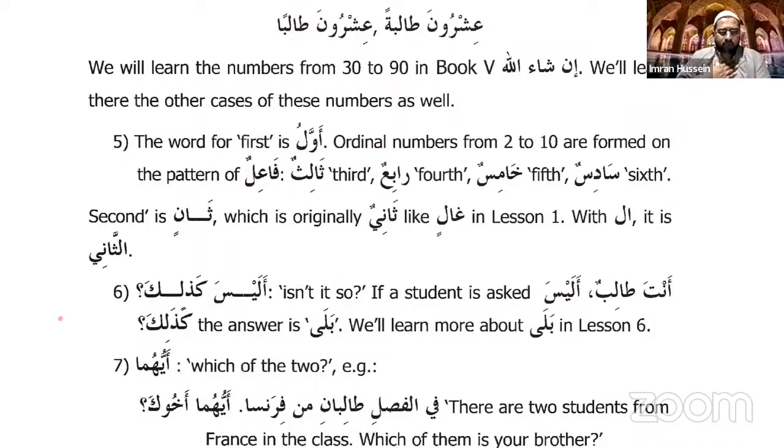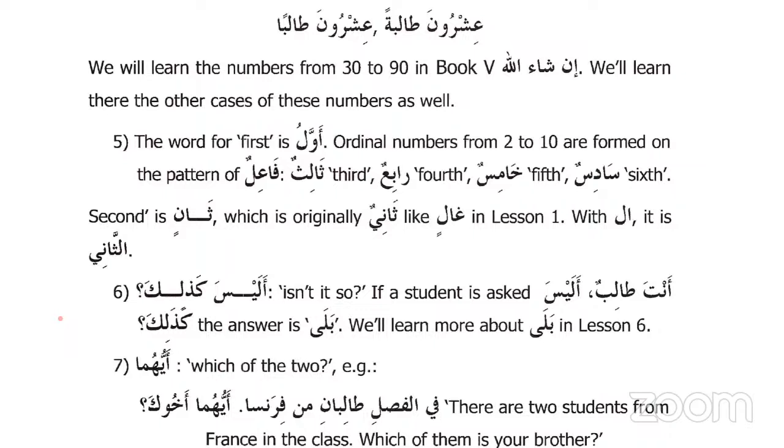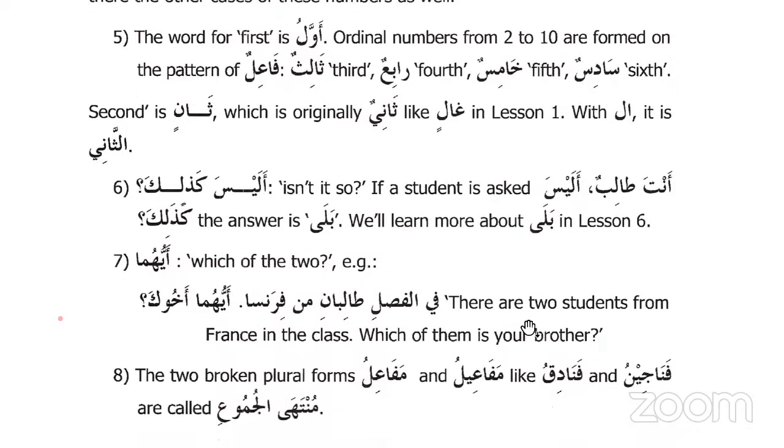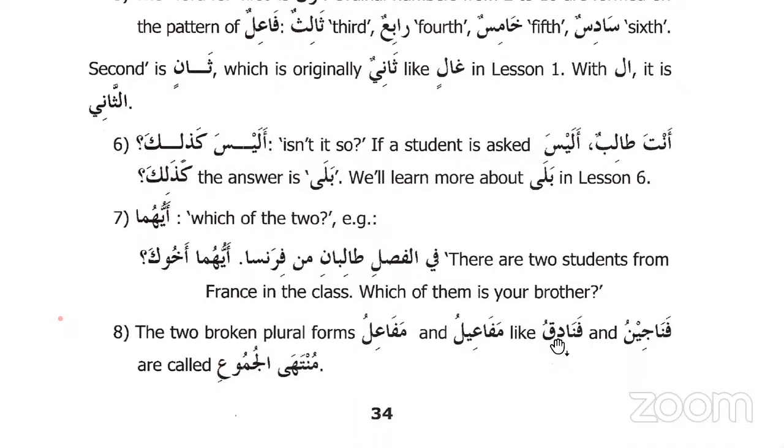The word for the first is awwalu. Ordinal numbers from 2 to 10 are formed on the pattern of fa'ilun. Thalithun, third, rabi'un, fourth, khamisun, fifth, sadisun, sixth. Thanin, second, is originally thaniyun. Like qadin in lesson 1, the ya is dropped, it's thani. Alaysa kadhalika, isn't it so? If a student is asked, Anta talibun, alaysa kadhalika, the answer is bala. We'll learn more about bala in lesson 6.